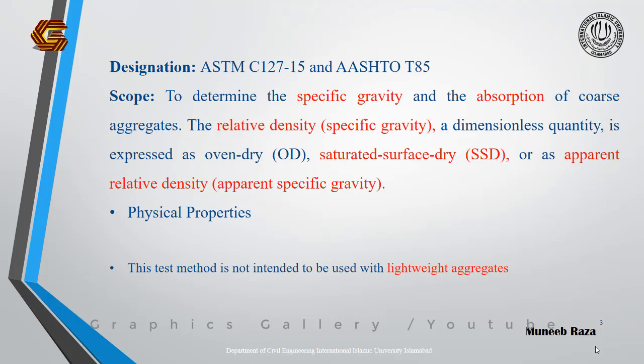So this experiment is designated in ASTM standards as C127, in AASHTO as T85. The scope of this experiment is mainly to find the physical properties of the coarse aggregate. And in the physical properties we will deal with the specific gravity and absorption. And in the specific gravity we will deal with different specific gravities such as relative density, saturated surface dry specific gravity, apparent relative density, and so on.